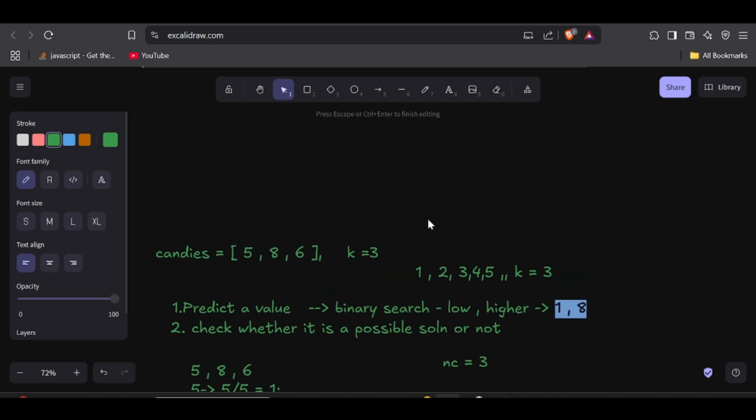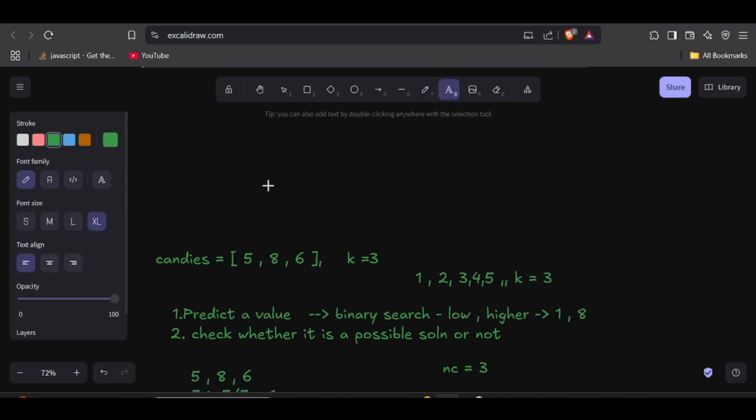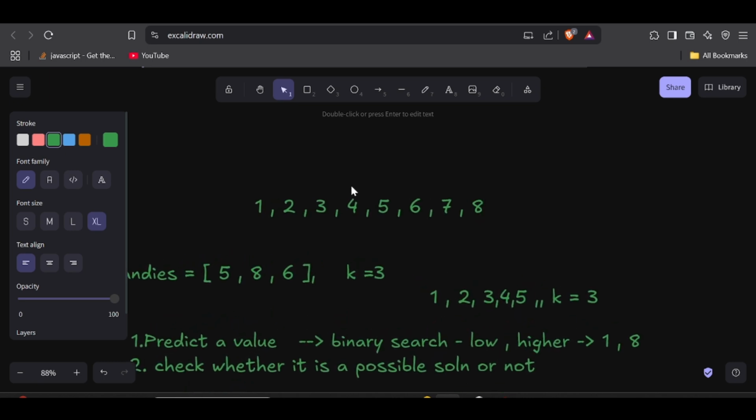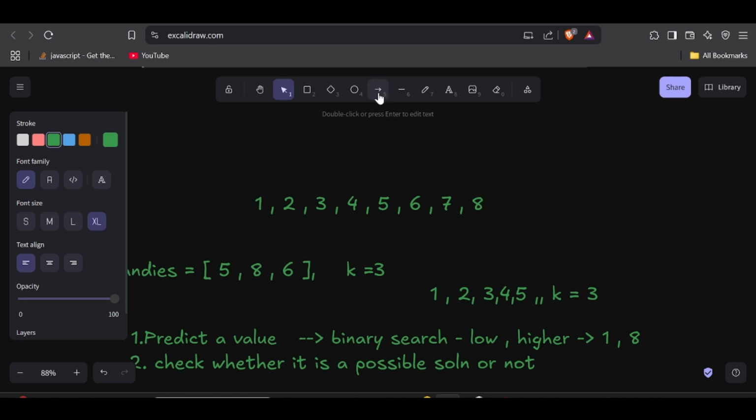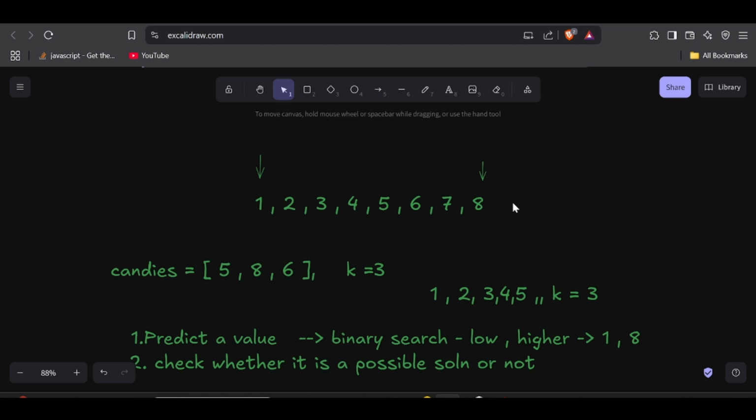So now let's proceed. I know my range is 1 to 8 in this question. So I will write 2, 3, 4, 5, 6, 7, and 8. This is my range. Now we know that in binary search we use 2 pointers. First one will approach here, the second one will approach here. Now I need to find the middle element. So just count the indexes 0, 1, 2, 3, 4, 5, 6, 7.